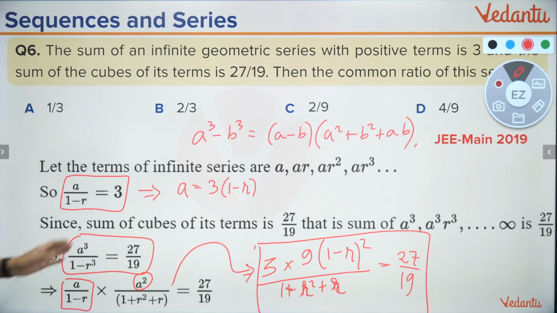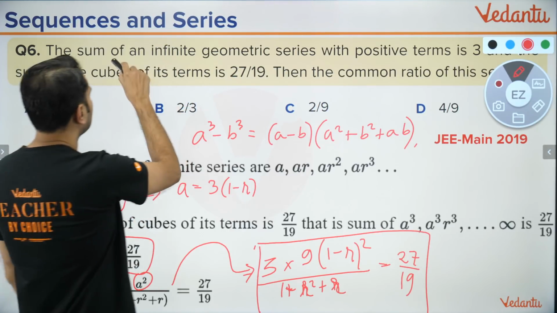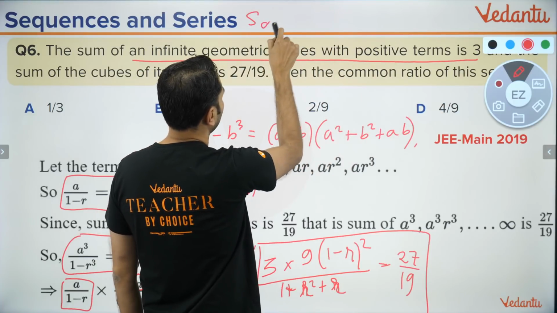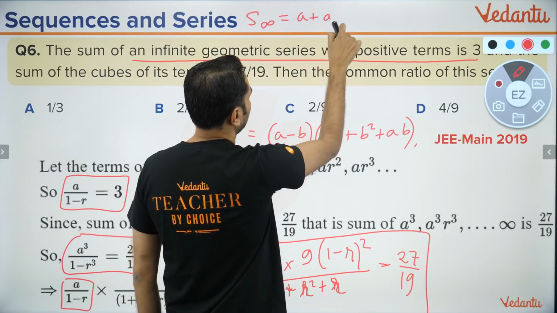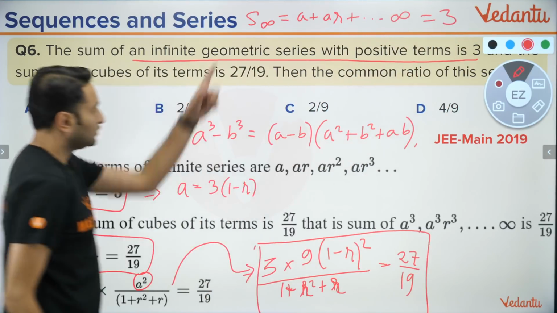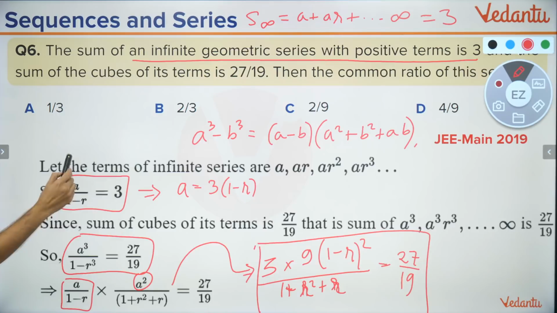फिर से quick revision, calculate till the time I am explaining it again. So what was given to us? Given to us that the sum of an infinite geometric series was 3. मतलब S infinity was a upon 1 minus r, and this is 3. This is the formula.